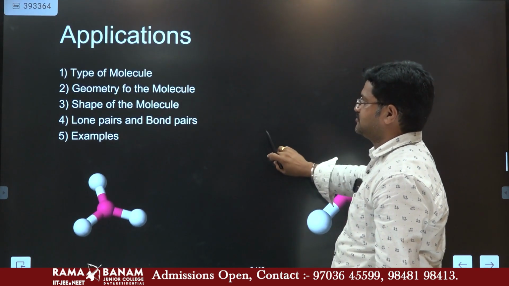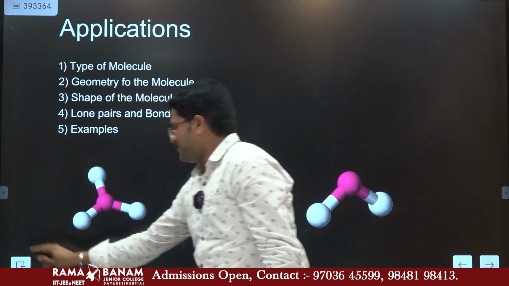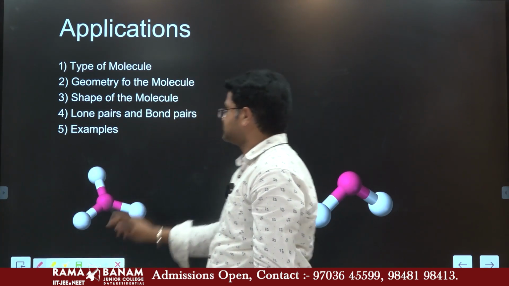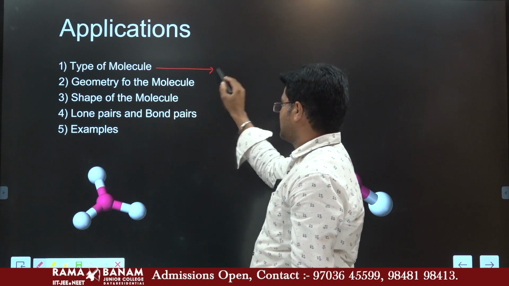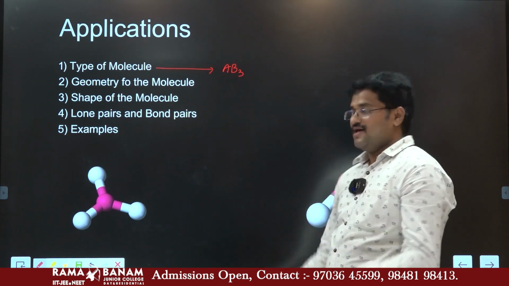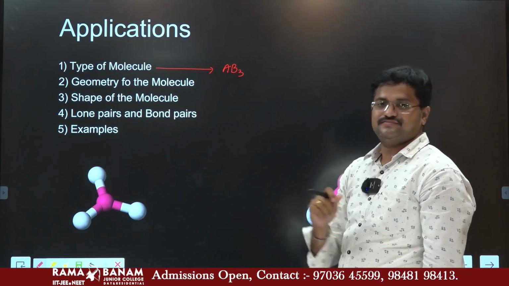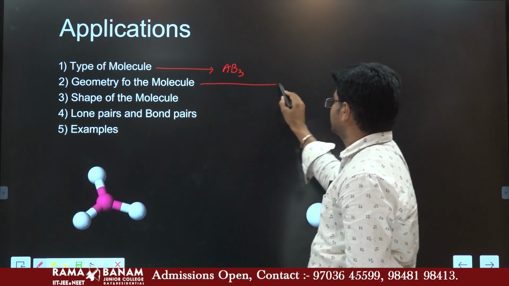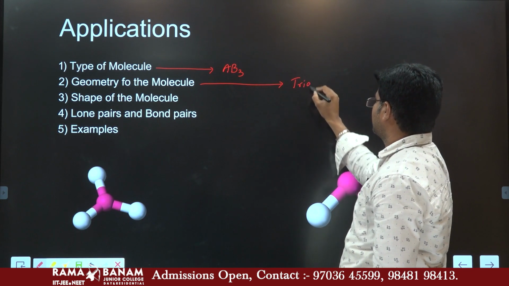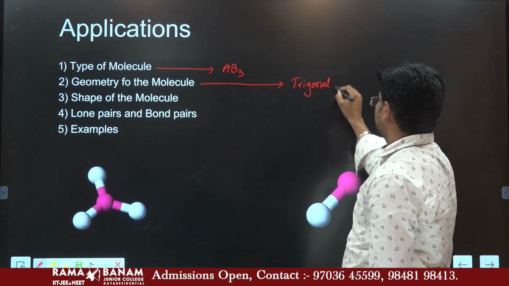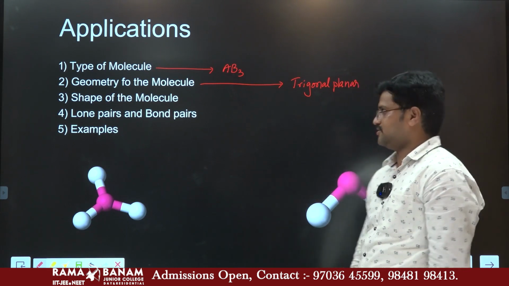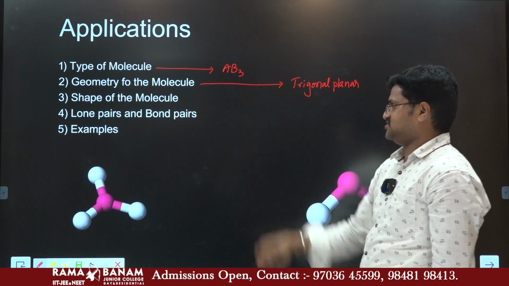Next application. The type of molecule is AX3 type or AB3 type. Here the number of bond pairs is 3. The geometry is trigonal planar. Trigonal planar geometry, because here 3 bond pairs are present.